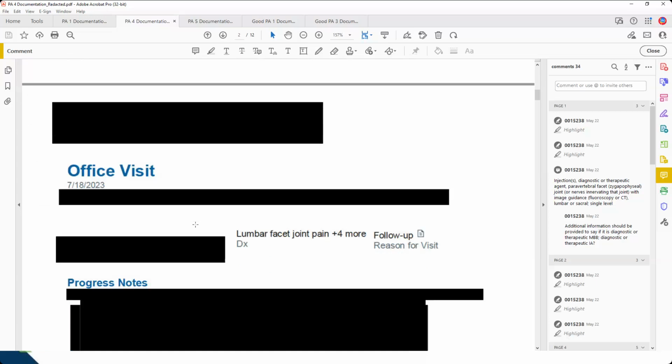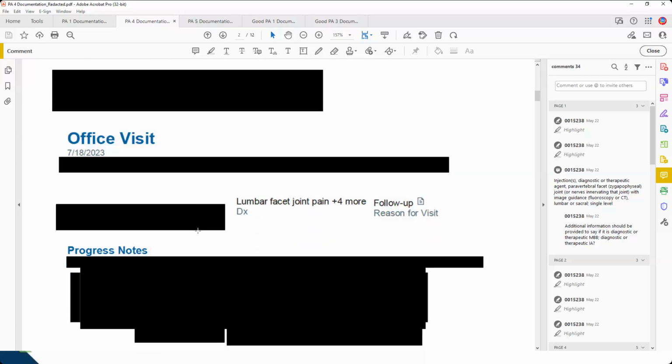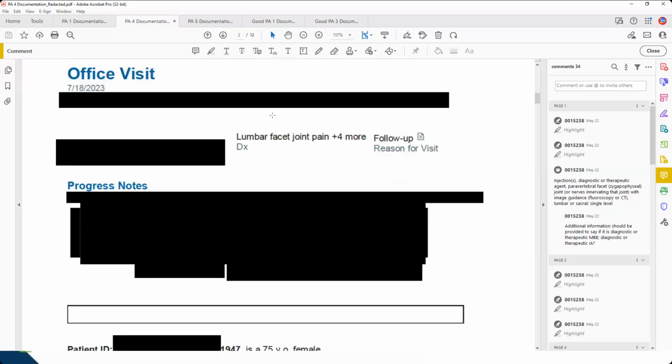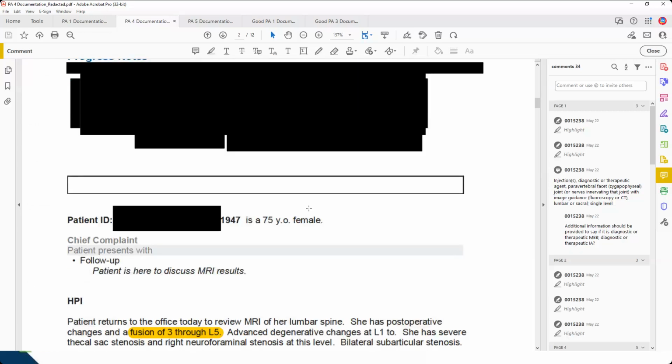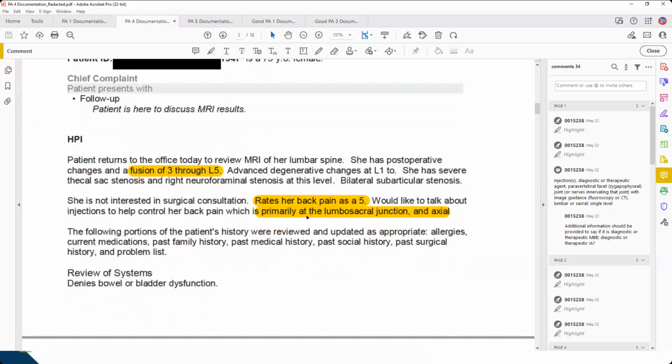All right. So as we scroll down, we have a little information from the office visit that this is lumbar facet joint pain. And here in the HPI, I've just highlighted a few things just to note.